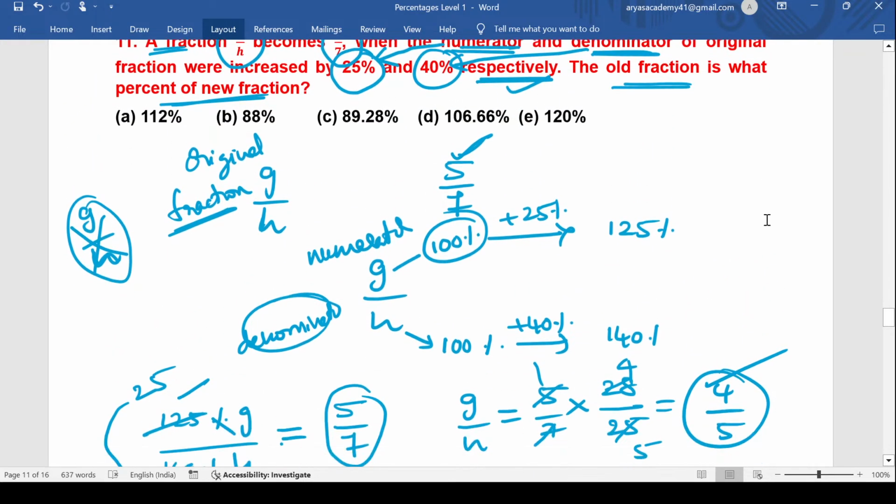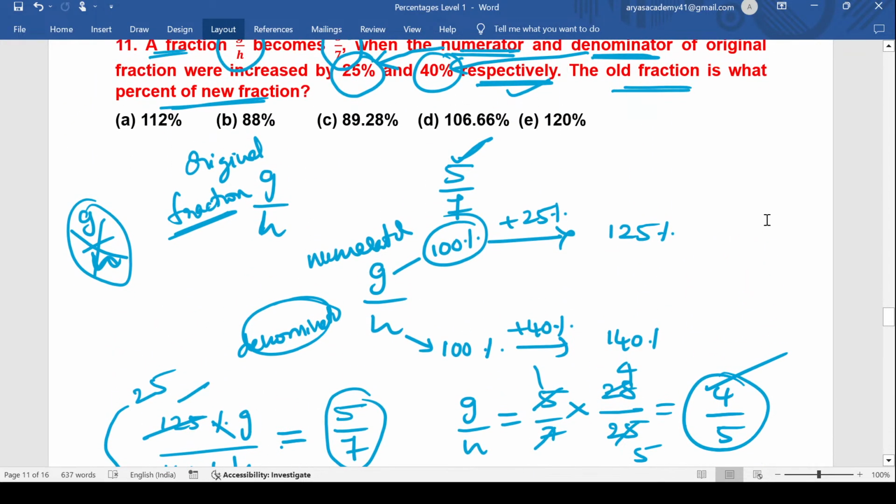But that is not the question actually. Look at the last sentence of the question. The old fraction is what percent of the new fraction? It's a very simple and straightforward question.